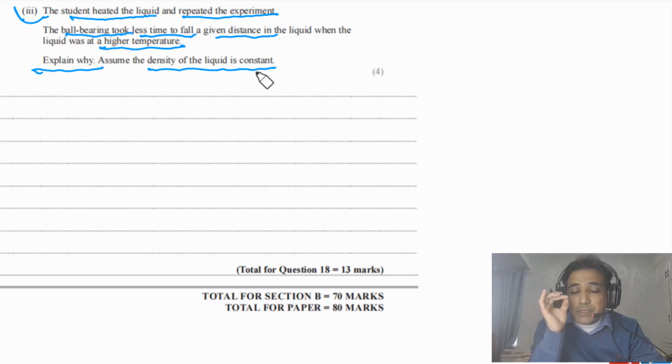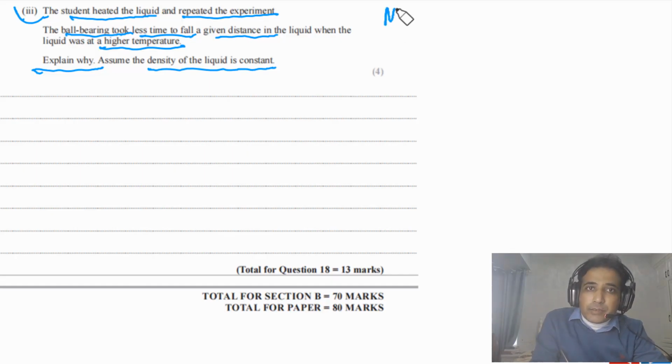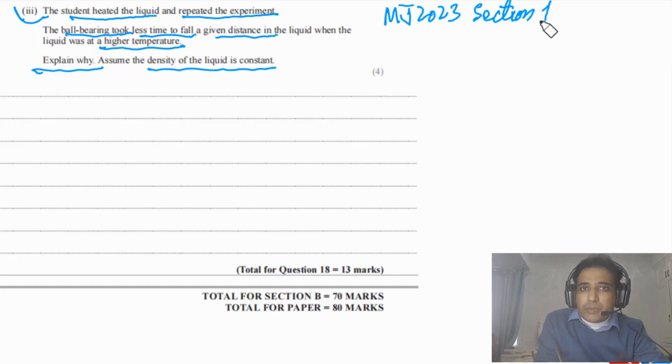Similar question based on the same concept you can also find in May-June 2023 section 1 paper 1. You can find the same type of question.